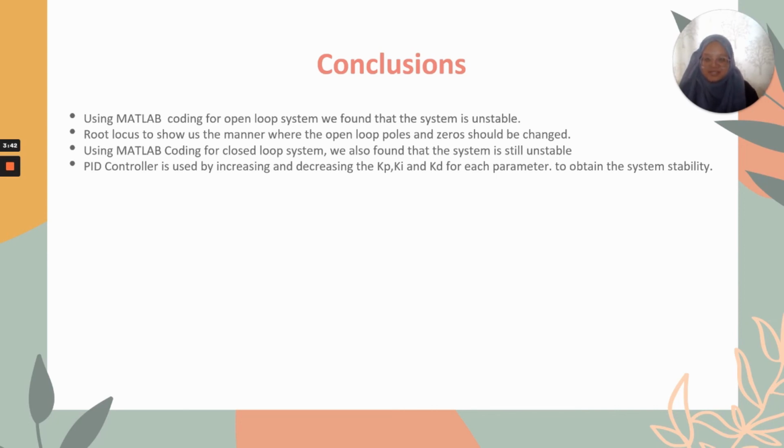To stabilize the system, we use the root locus to show us the manner in which the open loop poles and zeros should be changed. Then, by using Matlab coding for the closed loop system, we also found that the system is still unstable. Hence, we use a PID controller to obtain the system stability by increasing and decreasing the KP, KI, and KD for each parameter that I have mentioned from the slide before.